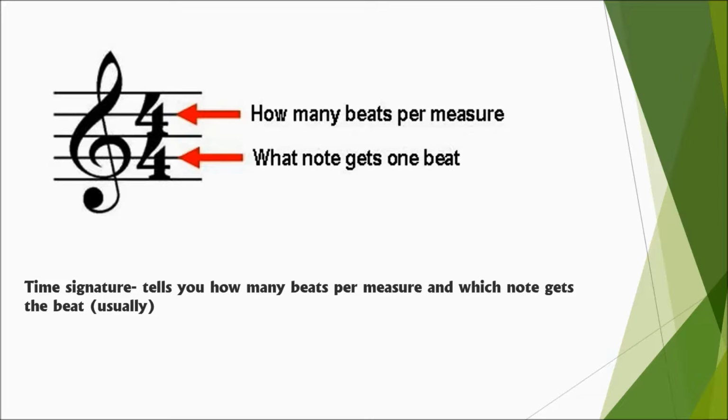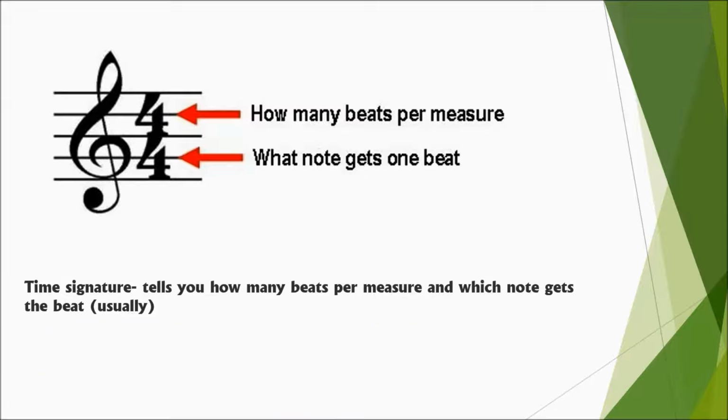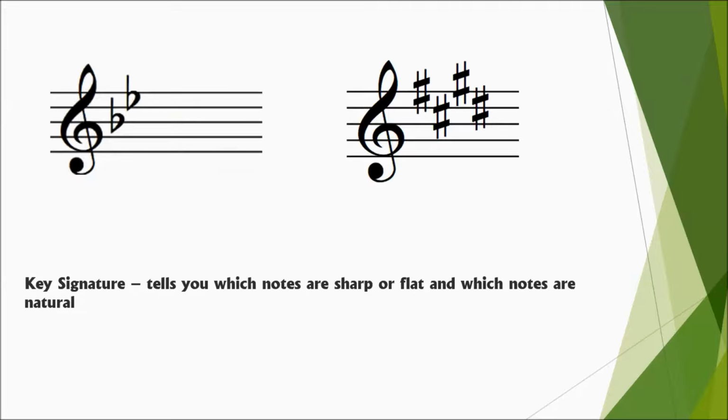So if we had 2 on the top and 2 on the bottom, that would mean 2 beats per measure, and the half note gets the beat. The reason that I say usually is if we have a time signature that is compound or asymmetrical, for example like 6/8, our tempo might change that rule. So for example, if I have a 6/8 time signature, what that means is I have 6 eighth notes per measure. However, if the tempo is fast, I'm really going to have 2 big beats per measure, whereas if the tempo is slow, we're going to have 6 big beats per measure. But as long as you remember this rule, it's a good place to start.